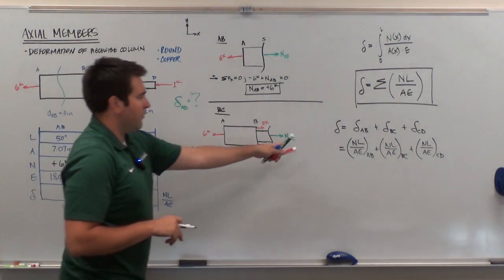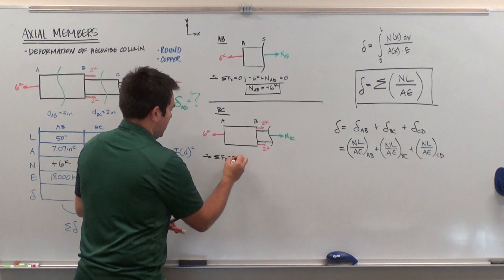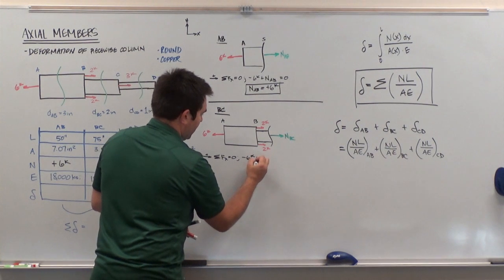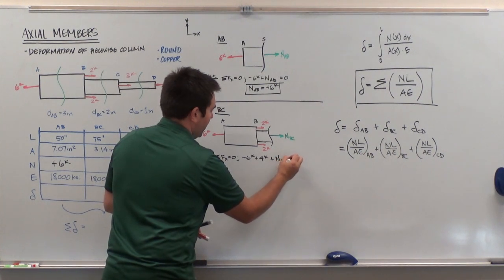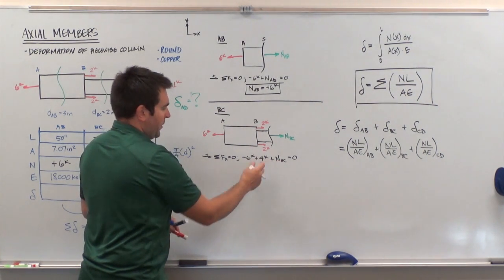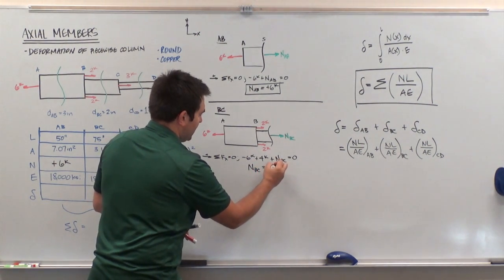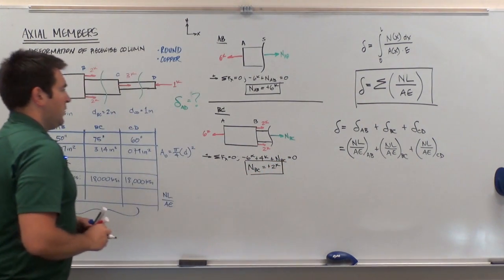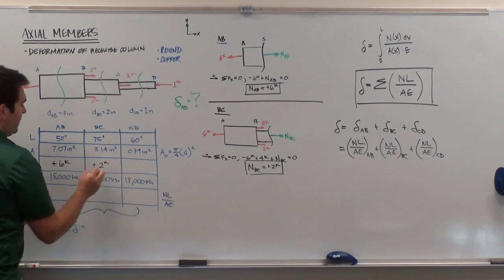So now if I want to find NBC, I just sum the forces in the x equal to 0, and I get minus 6 kips plus 2 times 2 kips, so plus 4 kips, plus the internal normal force in member BC is all equal to 0. So if I rearrange this, I get that the normal force in member BC, isolated by itself on one side, is equal to positive 2 kips. And so I get positive 2 kips.